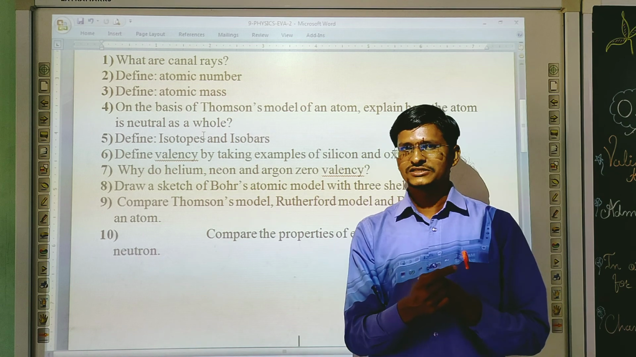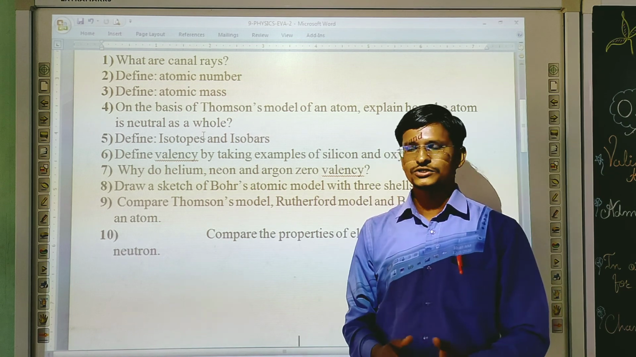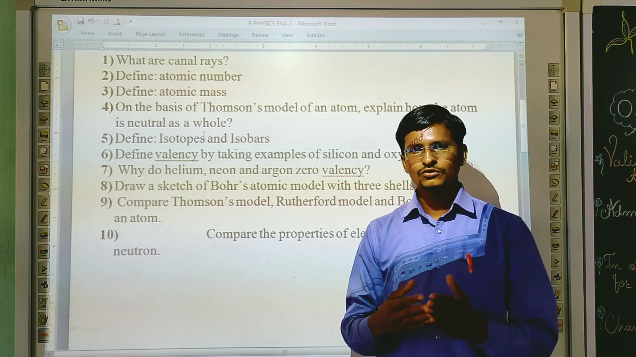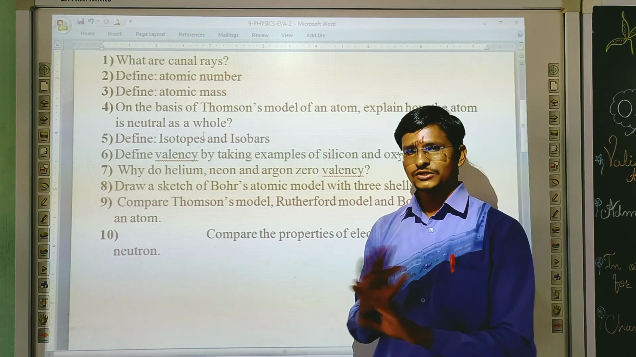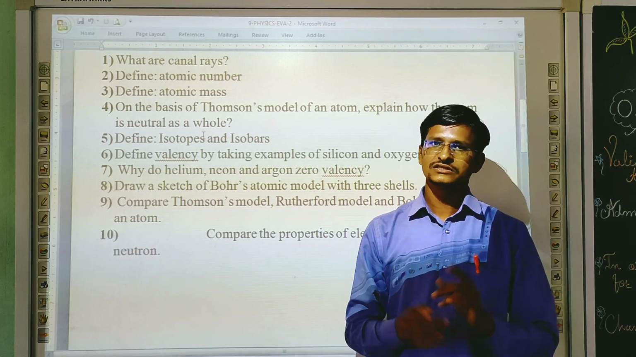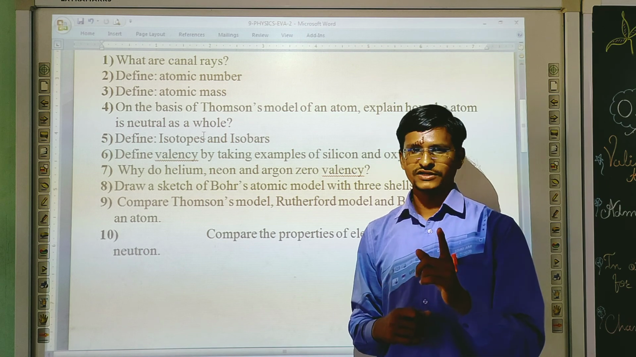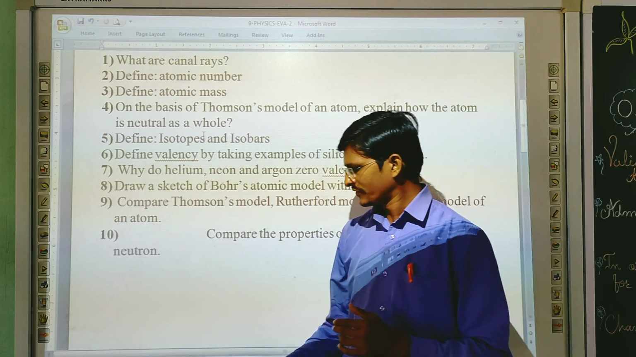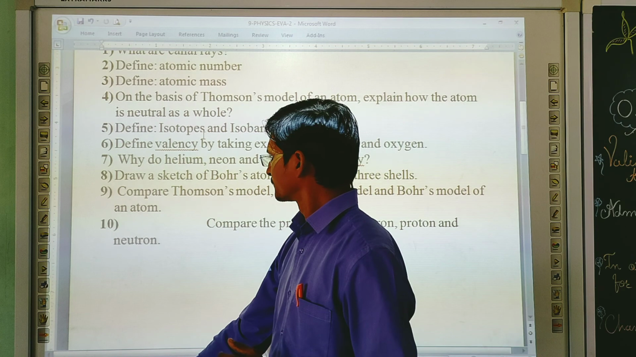Some additional questions will be there. It can be asked in an 'or' also. Options will be given to you. Options will be provided, so don't worry. Prepare these questions. You will definitely get good marks. So next we will go for the physics also.